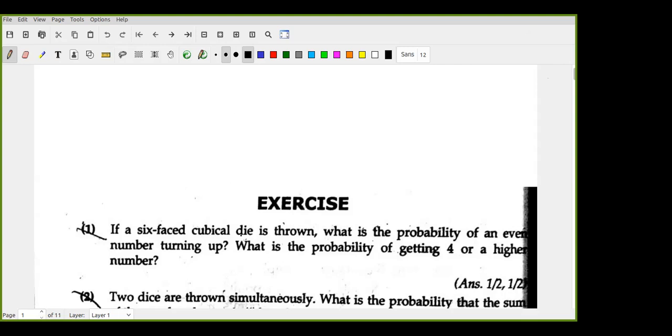So see, a six-faced cubical die is thrown. So we know in this case our sample space is, tell me. 1, 2, 3, 4, 5, 6. Yes, absolutely. Right. So the number of sample points is basically 6, right?